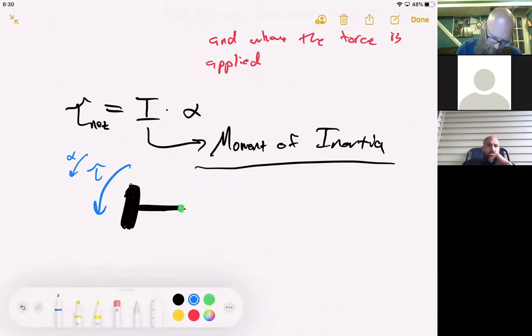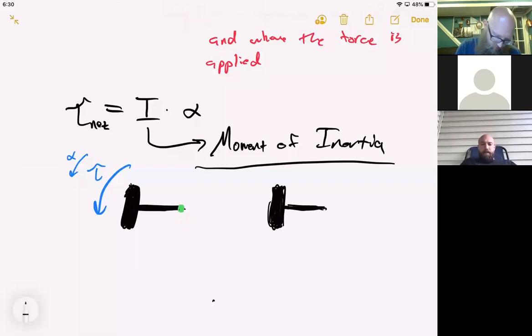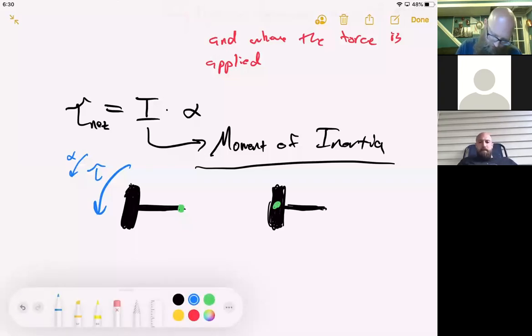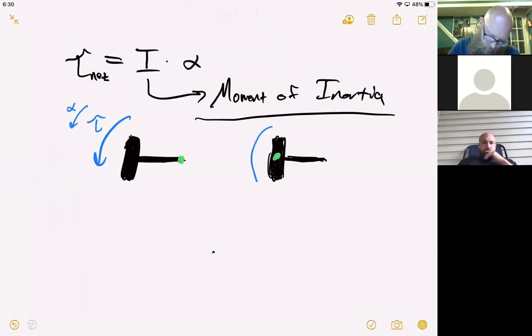But if you took that same hammer and tried to rotate it about the head, meaning this is now my axis of rotation, so I'm rotating it this way, let's apply the same torque. I'm going to get a much bigger alpha from this, which, depending on how you're thinking of this, might be counterintuitive.